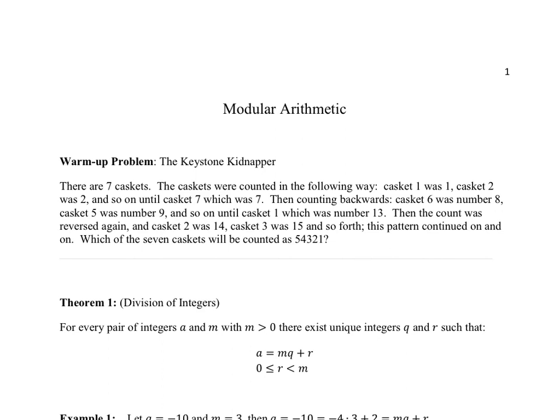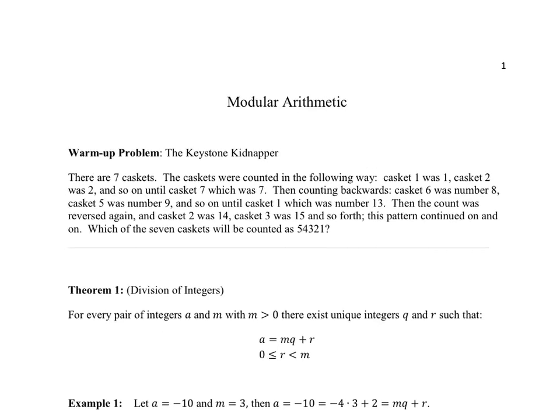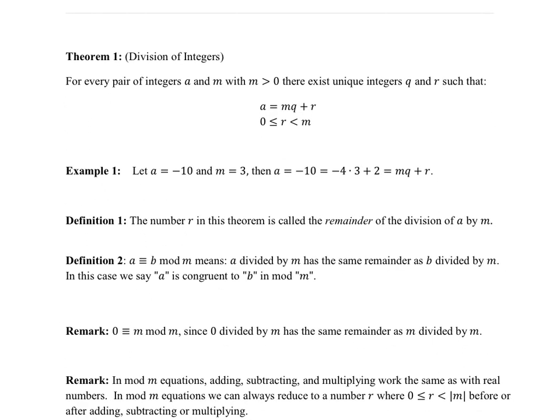Okay, so we'll return to this problem in this video, but we're going to start out with learning the basic must-know details about modular arithmetic. So the story starts with division of integers. For every pair of integers, a and m, you can take a and divide by m, and that will give you a quotient of q and a remainder of r.